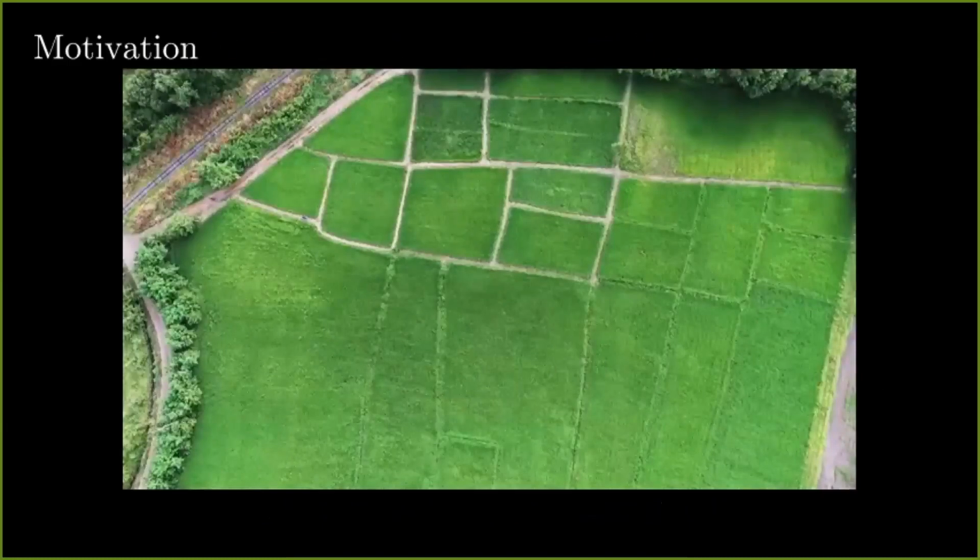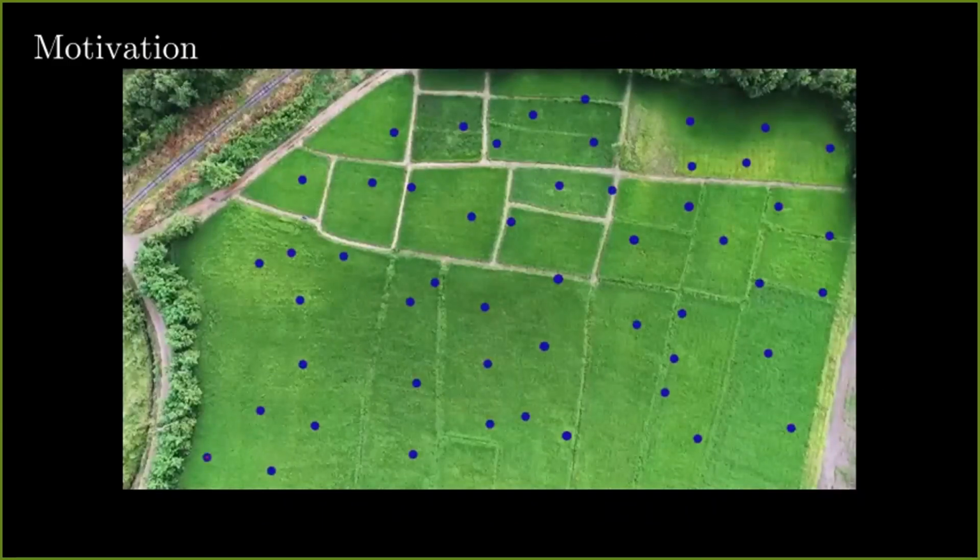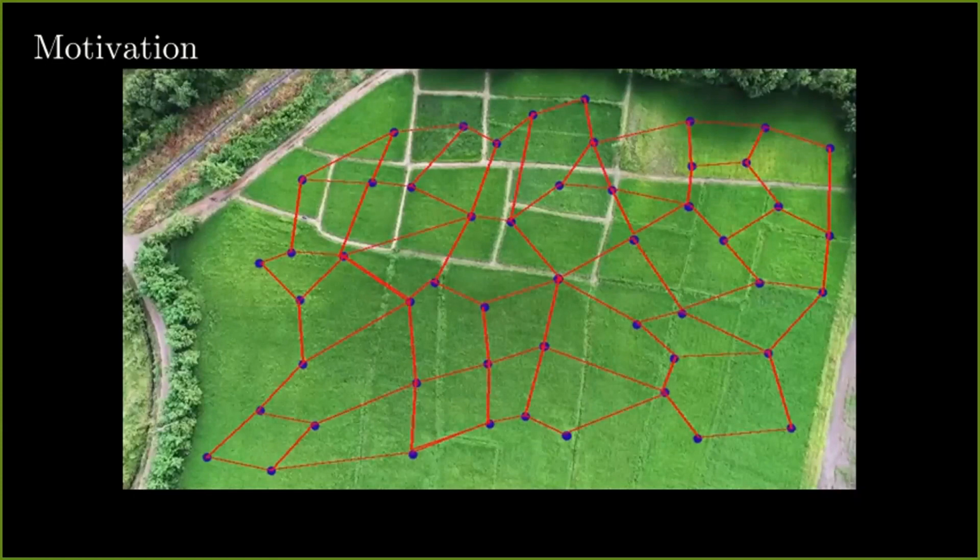Let me begin with the motivation for my talk. Let's suppose you have a field in which there are sensor nodes deployed. These could be temperature or humidity sensors which form a network. Let's suppose there's a particular node designated as a source which has some information that it needs to broadcast. For example, it would want to update the sensing frequency of the nodes.